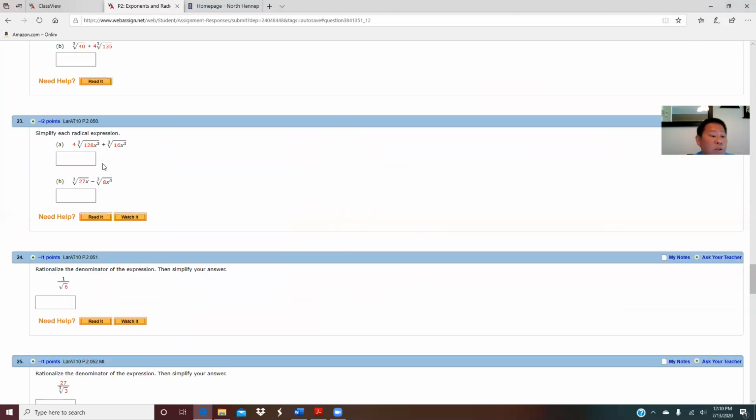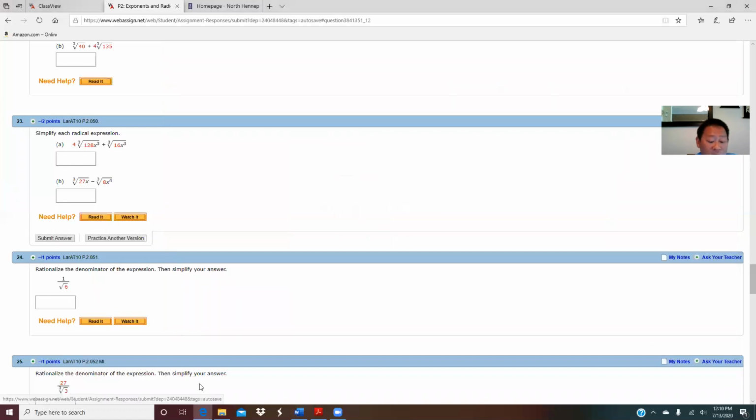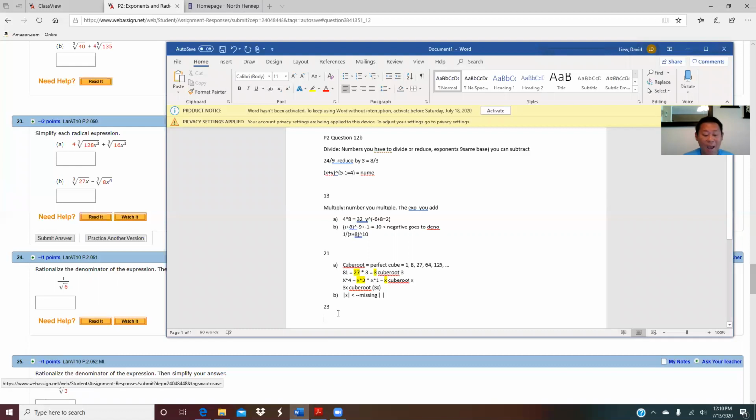Now for question 23, we have to do addition and subtraction. In order for us to add and subtract here, you need to have like radicals. What's the meaning when I say like radicals? Like radicals means that you have exactly the same index, in this case cube root, which is good. And the radicand, what is inside the index, has to be the same. So this is not like radicals. So in order for us to get like radicals, you have to break each one of these down like what we just did in question number 21A.